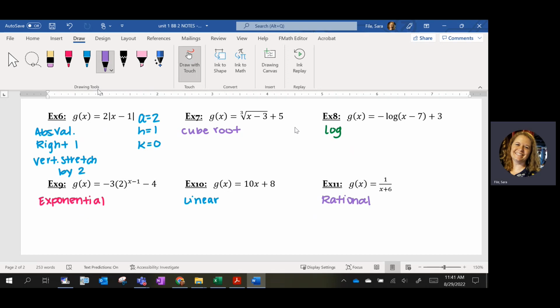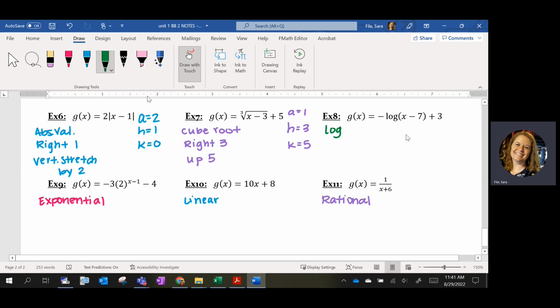Does that one make sense? I'm going to identify A, H, and K again. That's always going to be my first step for these before I list the transformation. Okay, so no A value in front. It's an understood 1. So no reflection, no vertical stretch or compression. H is 3 and K is 5. So what direction are those translations? Right 3? Good. Right 3, up 5. Very good.